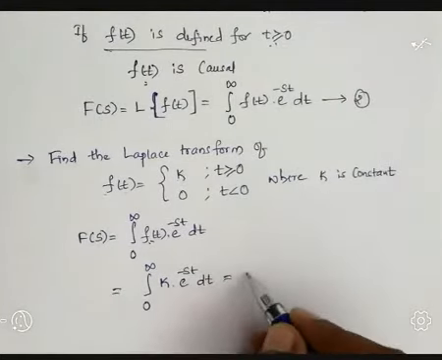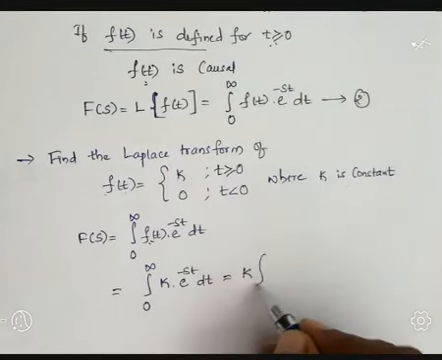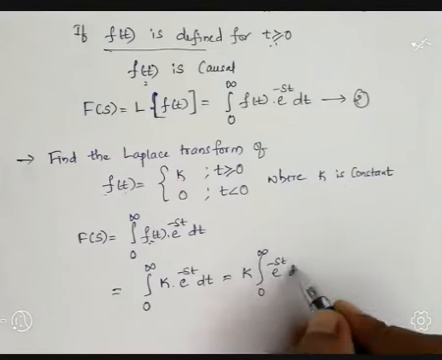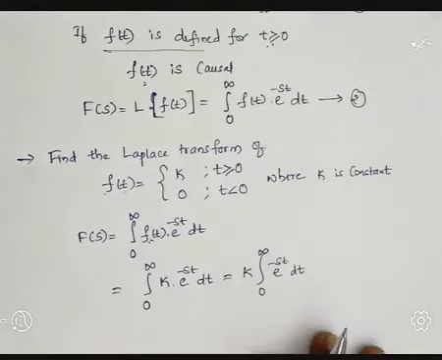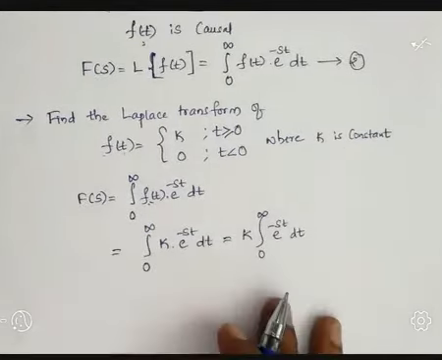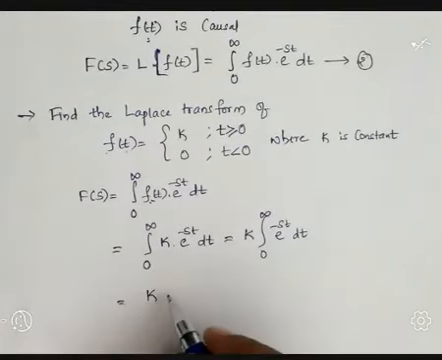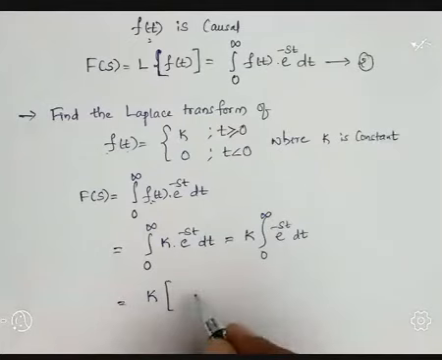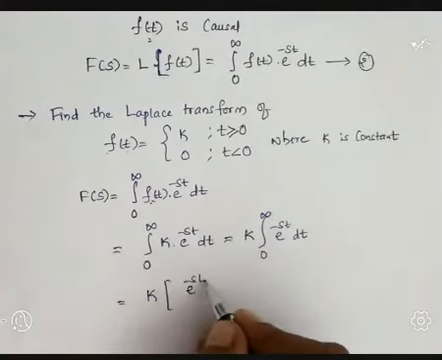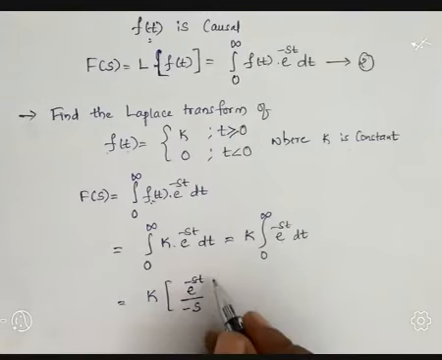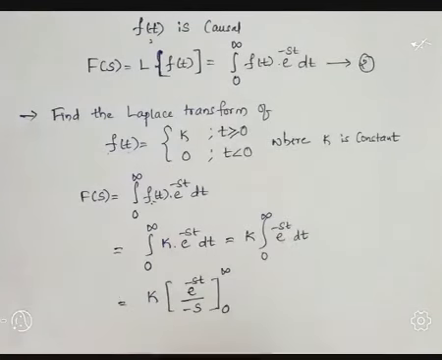k is a constant term, take it outside: k times the integration from 0 to infinity of e to the power minus st dt. The integration of e to the power minus st is e to the power minus st divided by minus s, with limits 0 and infinity. For the simplification, substitute the limits.